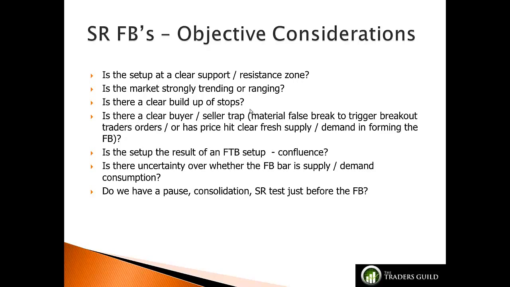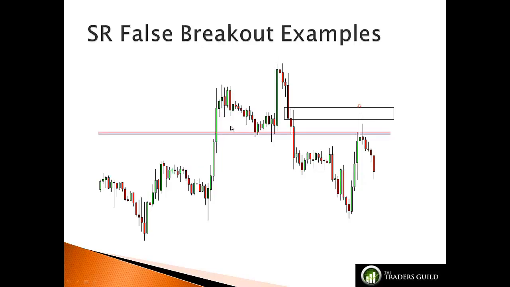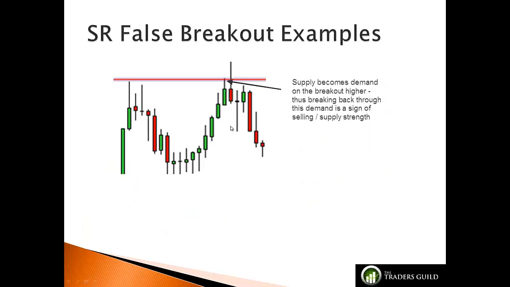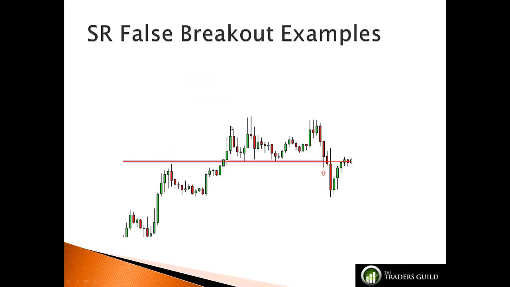Okay. Do we have FTB confluence? Okay, we don't need that for setup, but it's just confluence. It helps us to form an opinion of the overall setup. Okay, asking ourselves whether there's supply, demand, consumption concerns over the setup. Okay, price hitting demand avoids these concerns, as does a material false break. Okay, so now to look at a couple that didn't work.